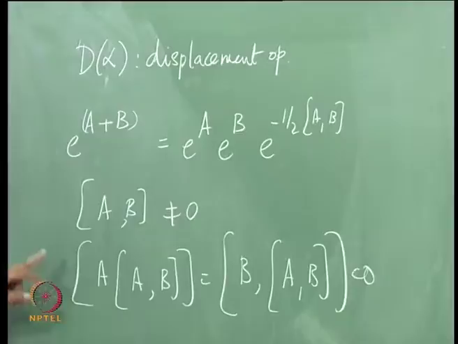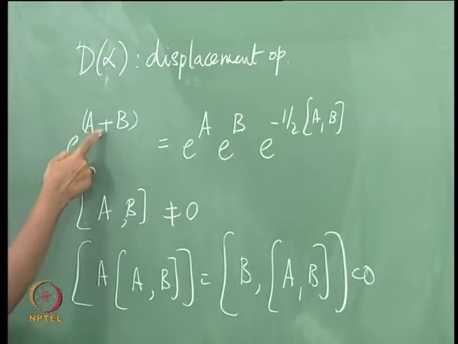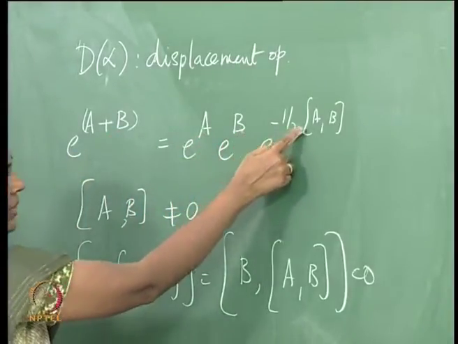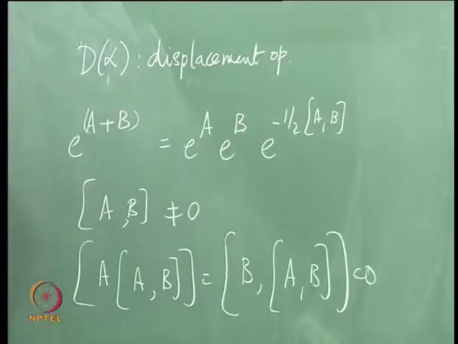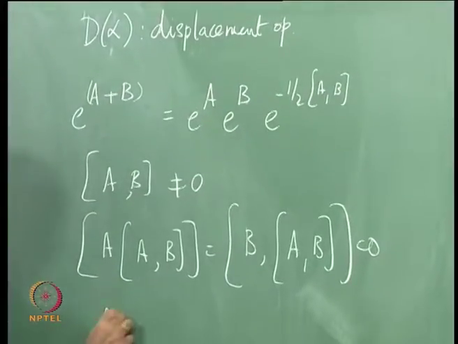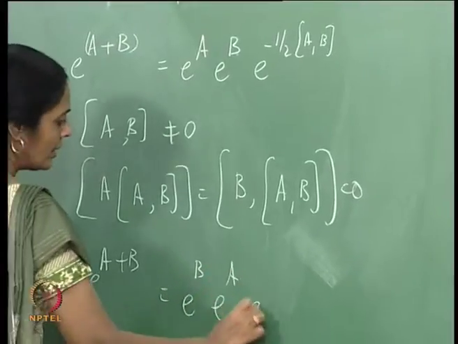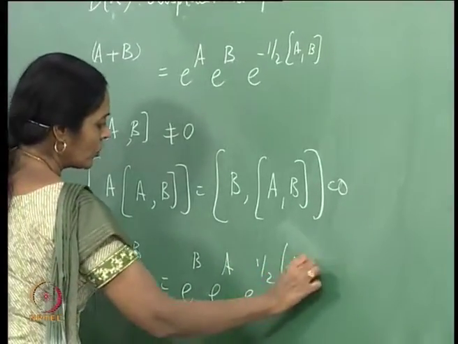Now, if these conditions are satisfied, you could write e to the A plus B, where A and B are operators, as e to the A, e to the B, e to the minus half commutator of A with B. You could equally write e to the A plus B as e to the B, e to the A, e to the plus half commutator of A with B.